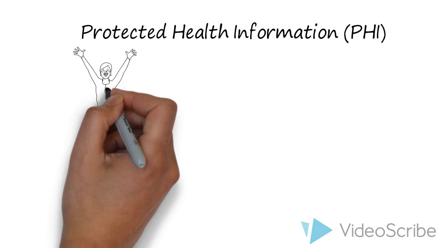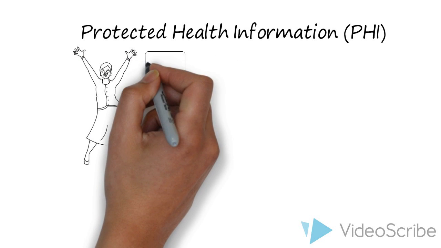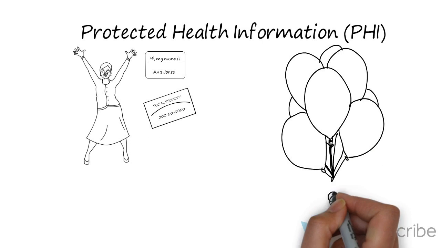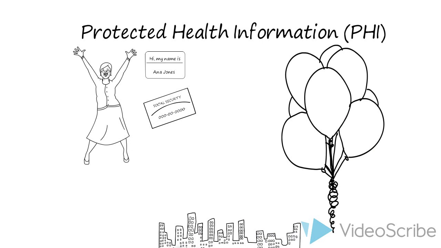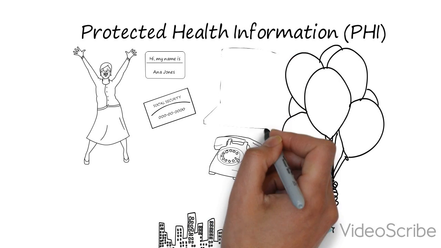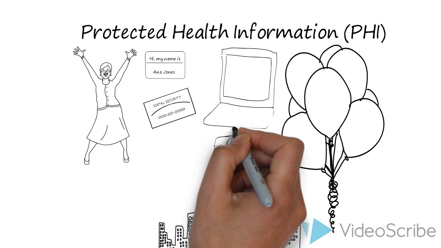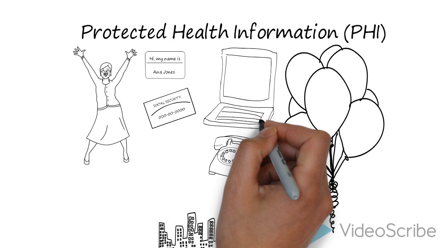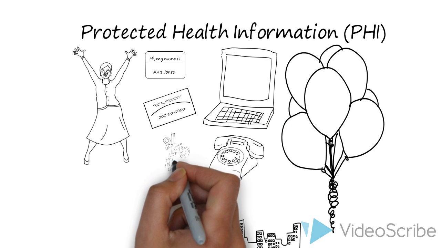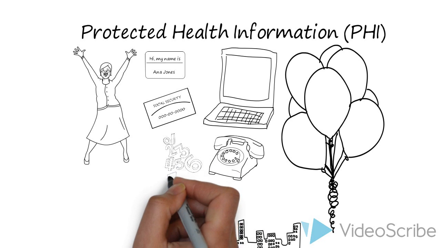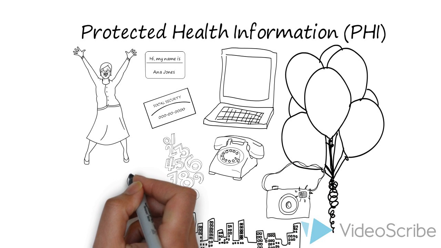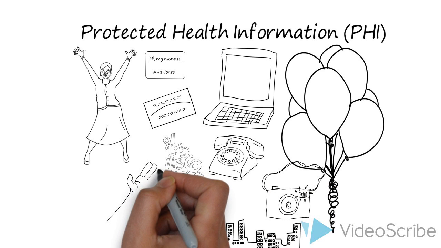Some examples of PHI are identifiers that can be found on an ID card, a social security number, a birth date, a geographic region that's smaller than a state, telephone numbers, fax numbers, email addresses, web URLs, IP addresses, medical record numbers, health plan beneficiary numbers, account numbers, certificate numbers, license numbers, and serial numbers. Also images, and biometric identifiers like fingerprints or a voice print.